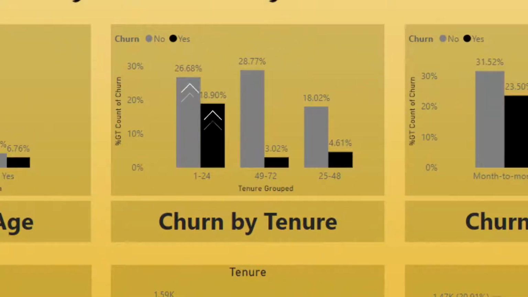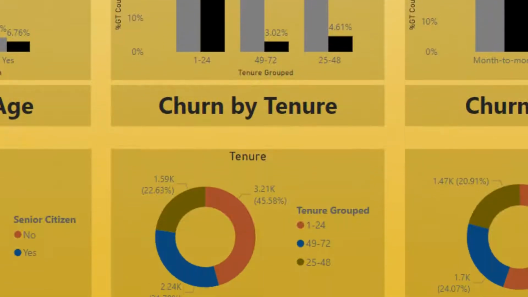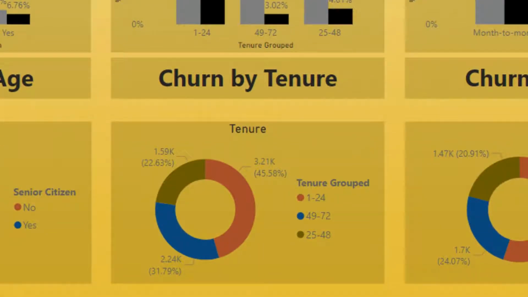Moving on, the tenure that exhibits the largest churn rate is 1 to 24, with a ratio of 27 to 19, or 41% churn rate. We can also see on the profiling below that the 1 to 24 tenure takes 46% of the tenure record. With high churn rate and high population, it is a huge loss for the company.